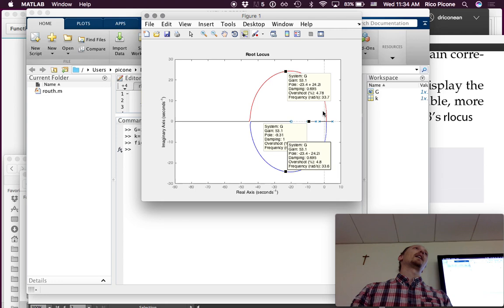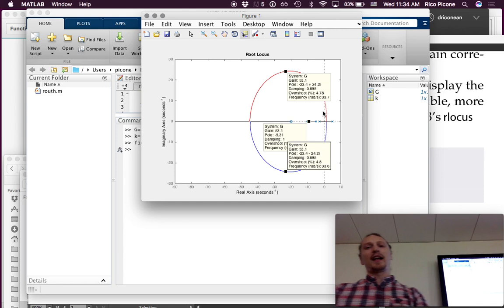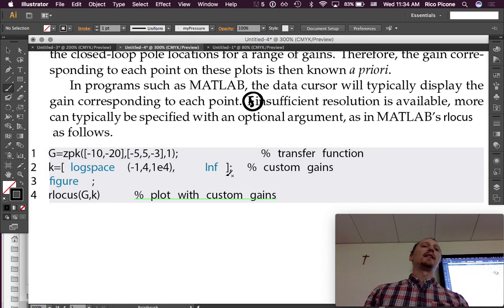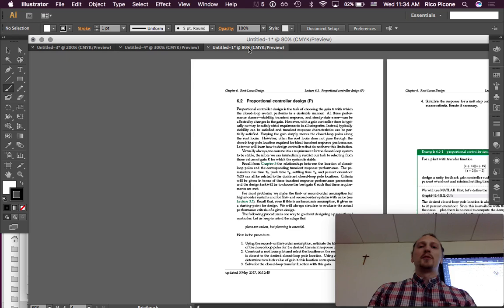Okay. That was enough on that. So that's how you find the gain. Pretty important. It's going to be really central to all of the design, finding the gain. Which brings us to proportional controller design.